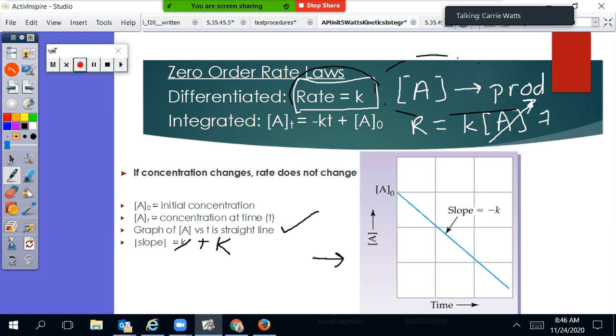Now, our integrated rate law, if you take some calculus and integrate our differential rate law, and if you'd like, let me know and I'll show you how this is derived, is this. You have your concentration at some time t, negative k, which is the slope, and then your y-intercept. Remember, y equals mx plus b. The slope is negative k, excuse me. The intercept is A naught, and the y is A at some time t.